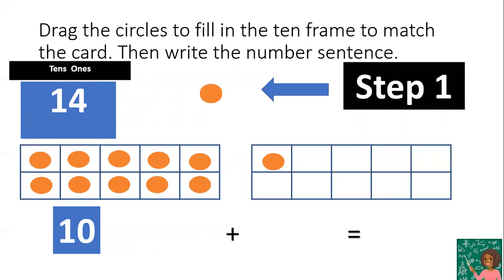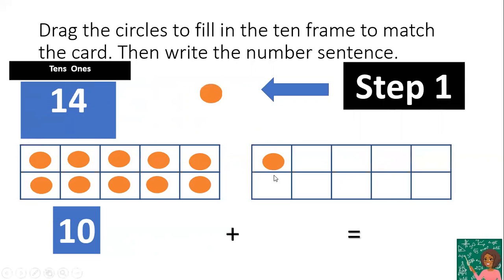There is 1 ten and there are 4 ones. I noticed that the first 10 frame was already done for us. A full 10 frame represents 10. And the second 10 frame, they started it off for us with 1. But how many more 1s do we need?